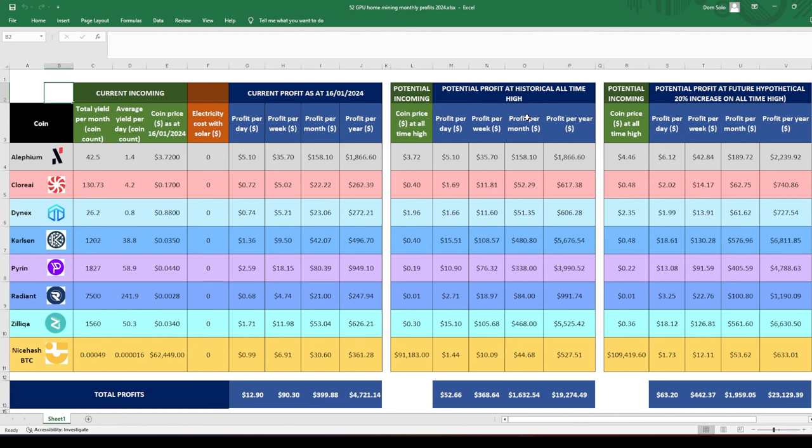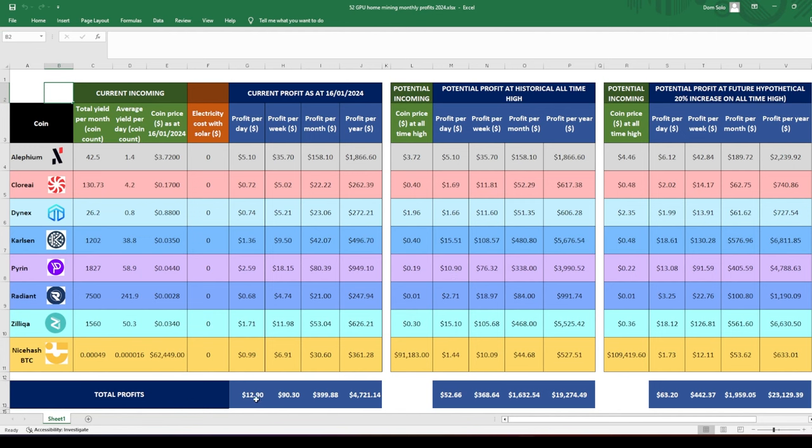So these next two columns over to the right, the middle and the far right column, as you can see up the top, we've got potential profit at historical all-time highs. So this is how much money we would be currently making if these coins return to their previous historical all-time highs, with the Bitcoin halving coming up. As you can see, these numbers greatly appreciate.